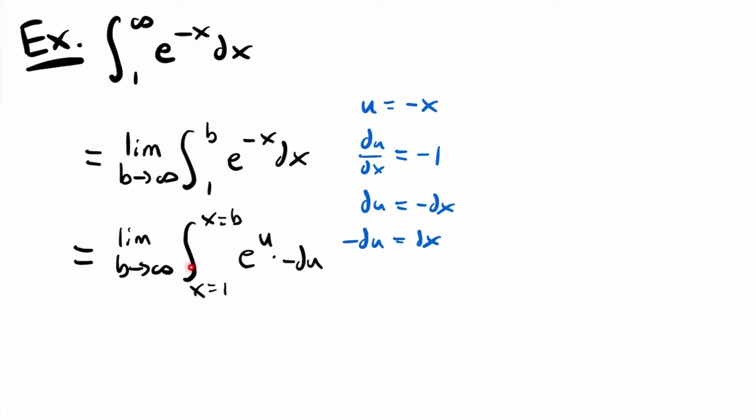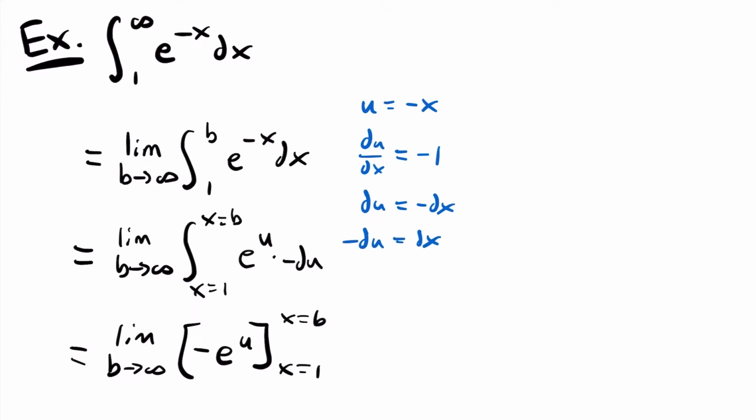And so if we pull that negative out front and then integrate e to the power of u, this will be equal to the limit as b approaches infinity of negative e to the power of u evaluated from x equals 1 to x equals b. Okay, so the integral of e to the power of u is just itself, and then we pulled that negative out front, and then we have our same bounds of integration. Now if we replace u with what we set it equal to, that was negative x, this will be equal to the limit as b approaches infinity of negative e to the power of negative x evaluated from 1 to b.